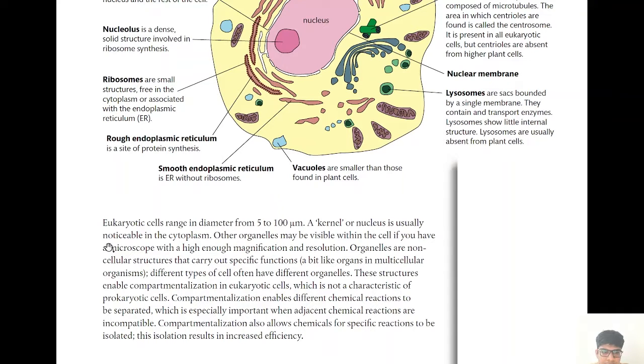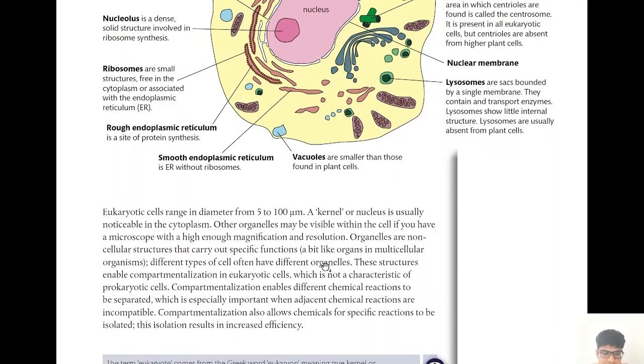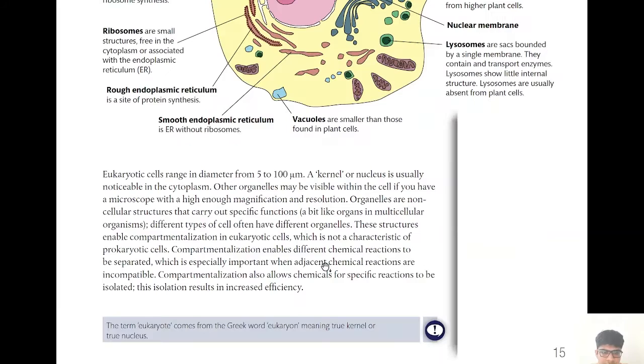These structures enable compartmentalization in eukaryotic cells, which is not a characteristic of prokaryotic cells. They do not have this feature. Compartmentalization enables different chemical reactions to be separated, which is especially important when adjacent chemical reactions are incompatible. It also allows chemicals for specific reactions to be isolated. This isolation results in increased efficiency. The term eukaryotic comes from the word eukaryon, a Greek word meaning true kernel or true nucleus.